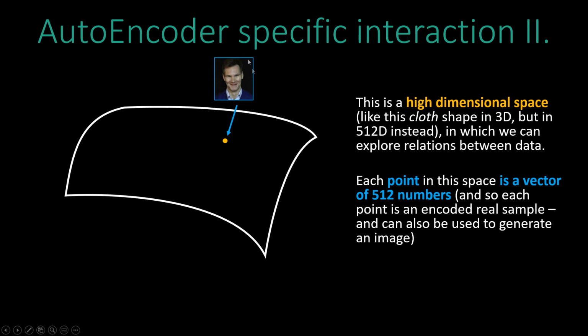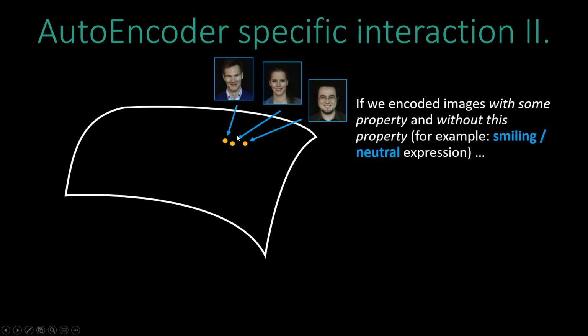So we are able to encode one sample here, and then let's say encode some other samples here. These are all faces. And you can also notice that these are all smiling faces.